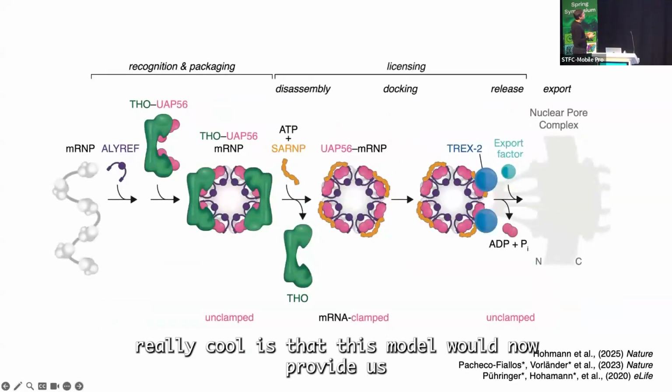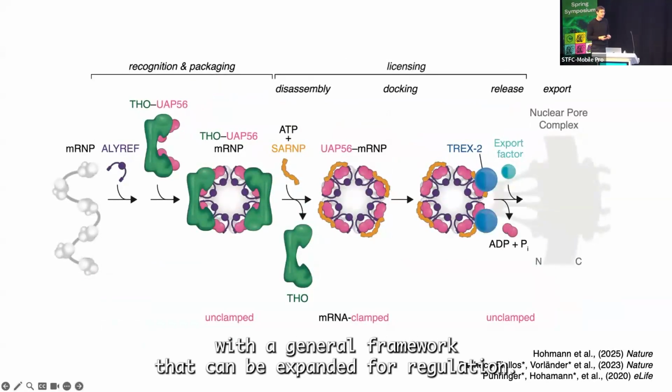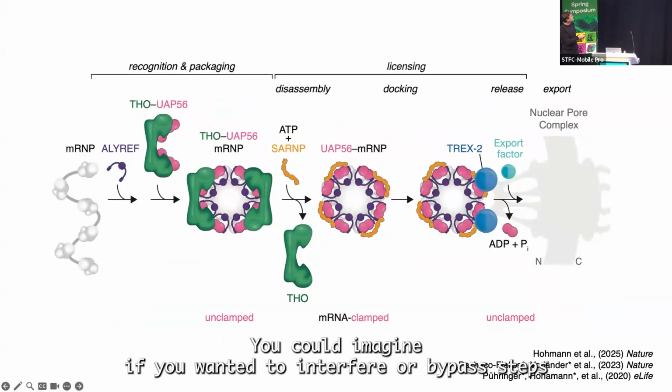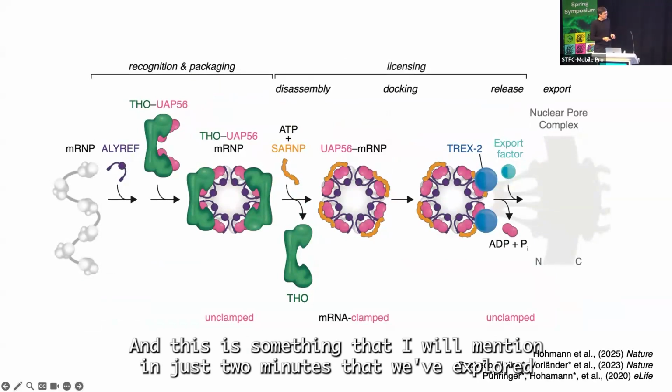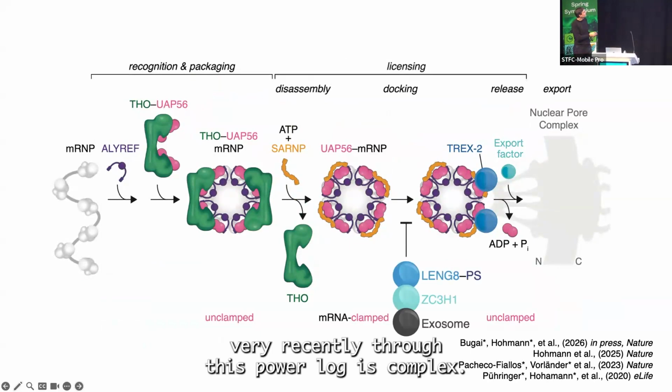What is really cool is that this model would now provide us with a general framework that can be expanded for regulation. You could imagine if you wanted to interfere or bypass steps of this pathway, you might want to do so by modulating the pink protein U56. And this is something that I will mention in just 2 minutes that we've explored very recently through this paralogous complex.